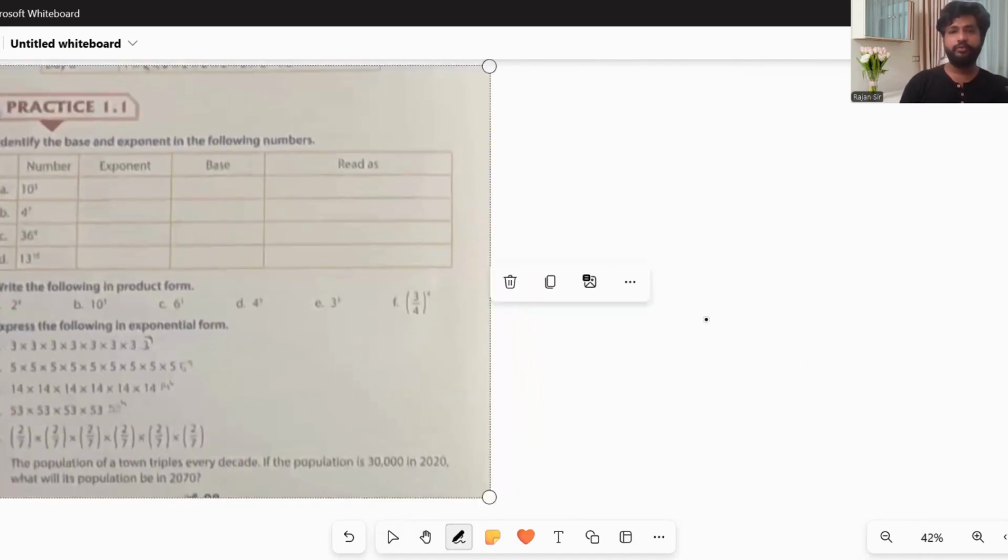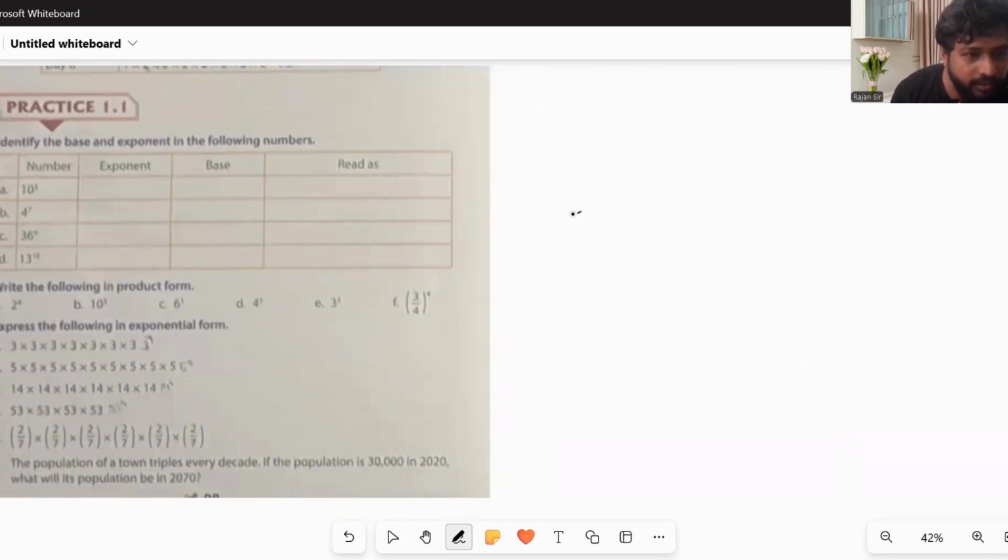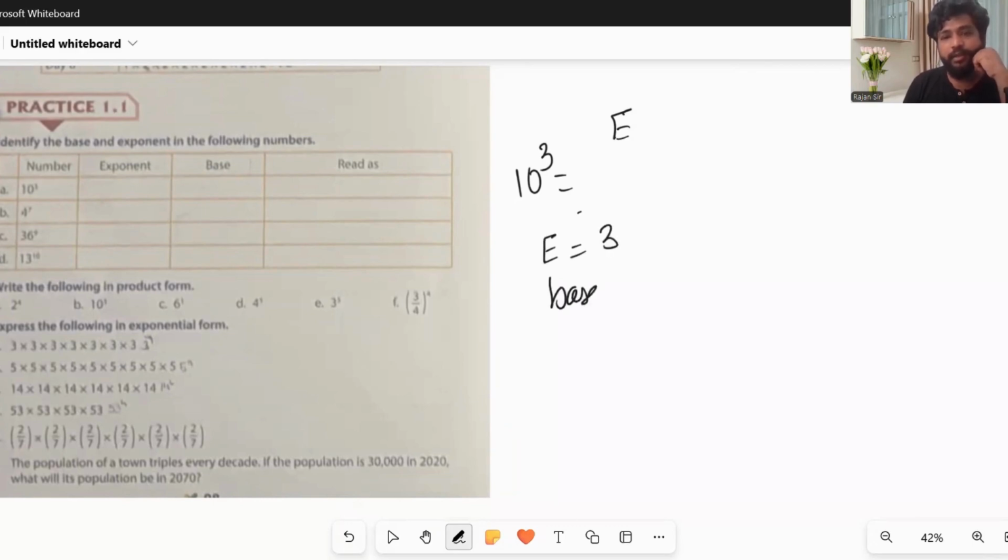So practice 1.1. Identify the base and the exponent in the following number. So first thing, I think this is 10 raised to 3. So the exponent here is 3. The base here is 10.